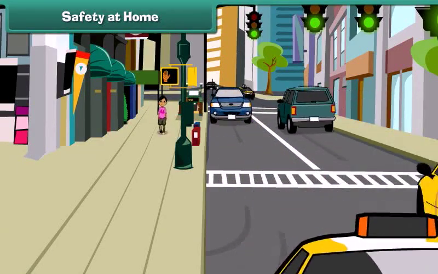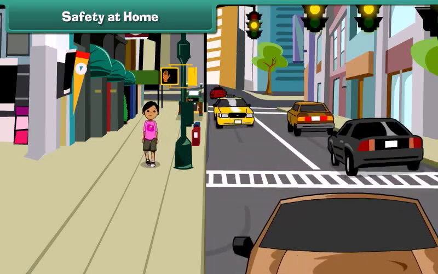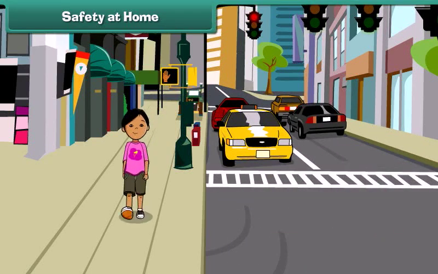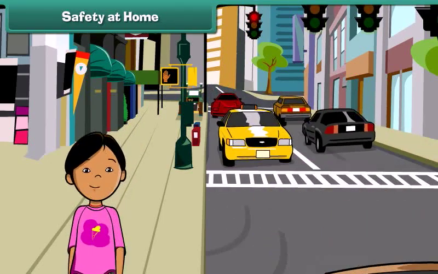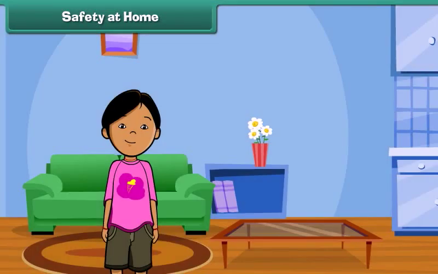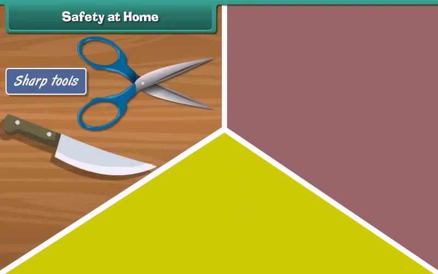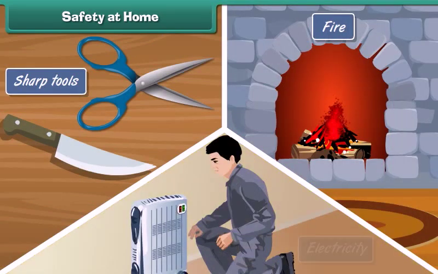Safety at home. Life is precious. We can safeguard life by observing some simple safety rules. At home, certain precautions must be taken to ensure safety while handling sharp tools, fire and electricity.